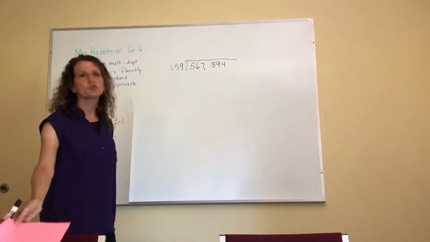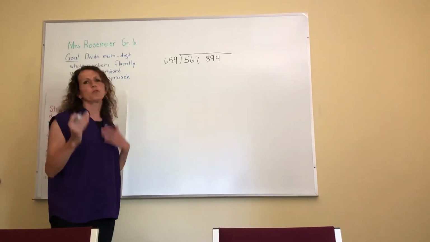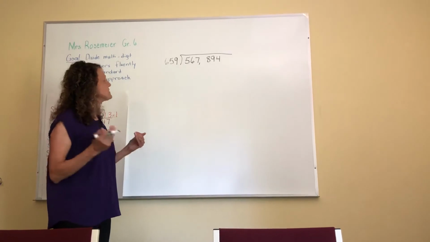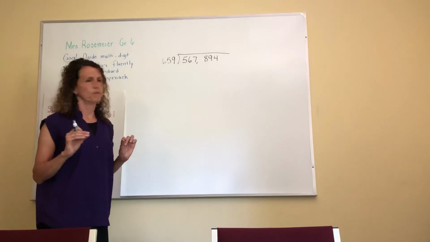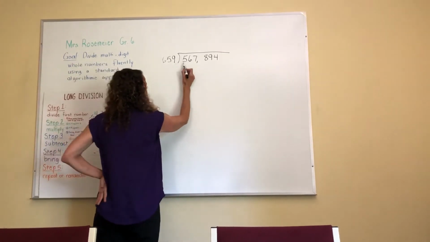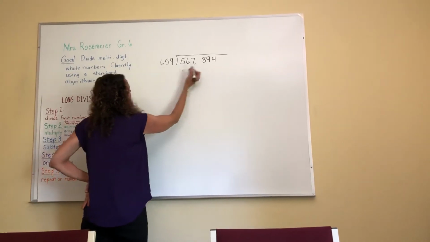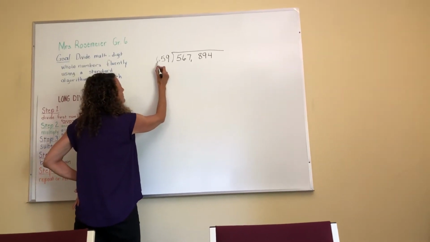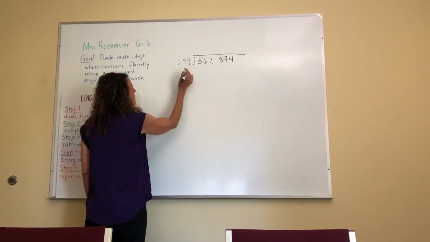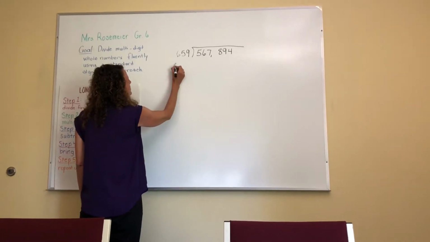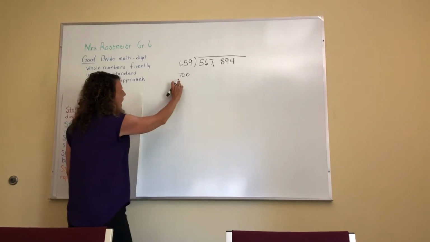Now, this is where it gets tricky. This is a trial and error that we have to go through with long division. The best thing that I like to do when I'm doing a problem is some rounding. All right, so we see that we have 5,678, and then we have 659. So if we wanted to round this number, maybe we could round it to 700.